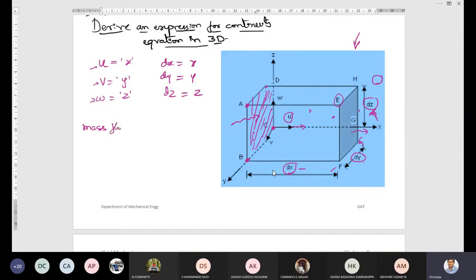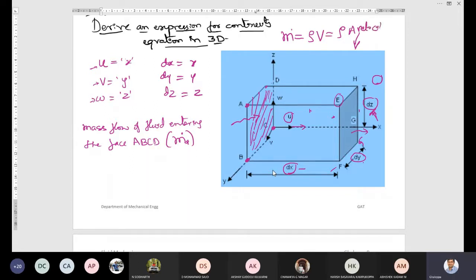Look, the mass flow of fluid entering the face A, B, C, D. How will you write it? I am asking you to write the expression for M1 or M, the mass flow at A, B, C, D. In the previous derivation, we have written the equation. What is M? M dot or M is equal to density into volume. What is volume? Area into velocity. This is a term we have derived previously.